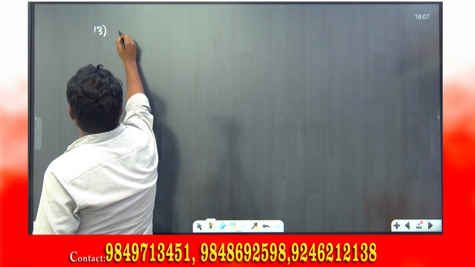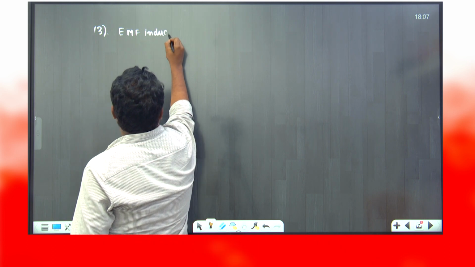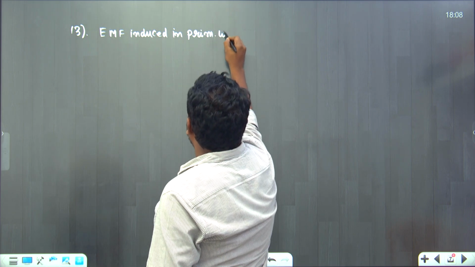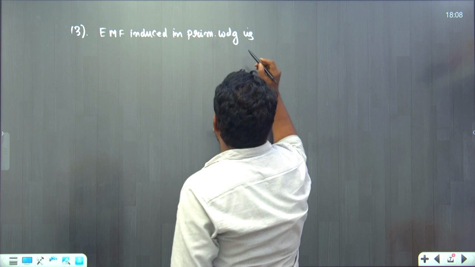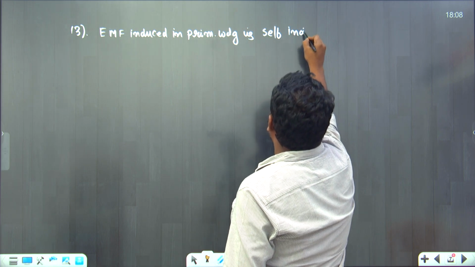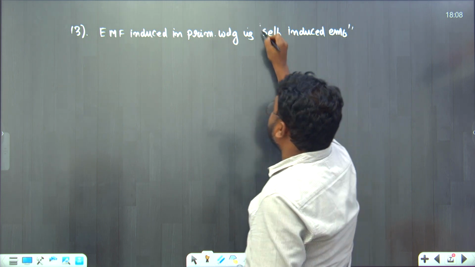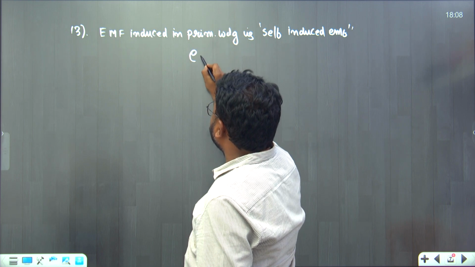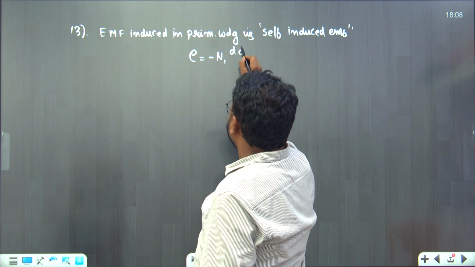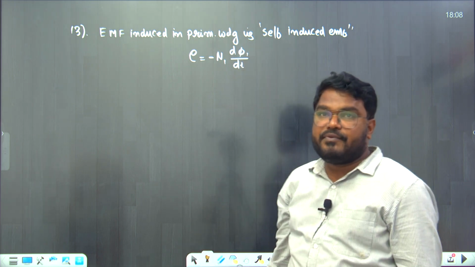The EMF induced in the primary winding of the transformer is the self-induced EMF. This self-induced EMF equation is E equal to minus N1 d phi by dt, where phi is the mutual flux.